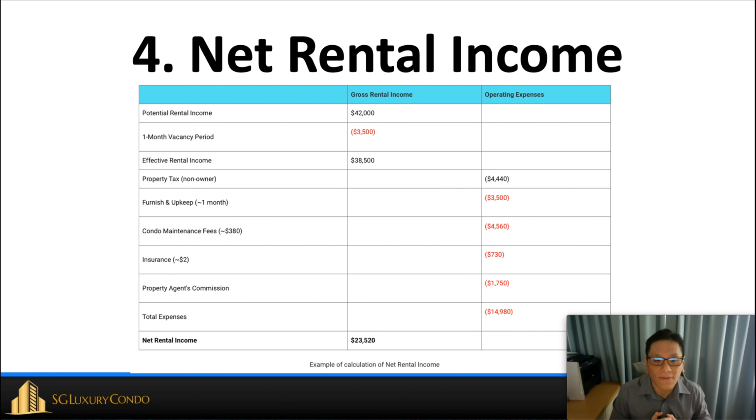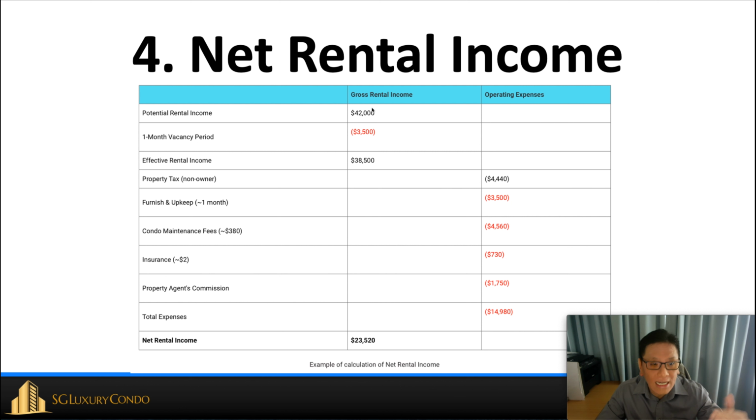So now this is the fourth calculation you need to know. How do we look at the net rental income? For the net rental income, we look at both the gross and the operating expenses, to give you an exact value. So for example, when you buy a property and you intend to rent it out, these are some of the calculations which I do for my client.